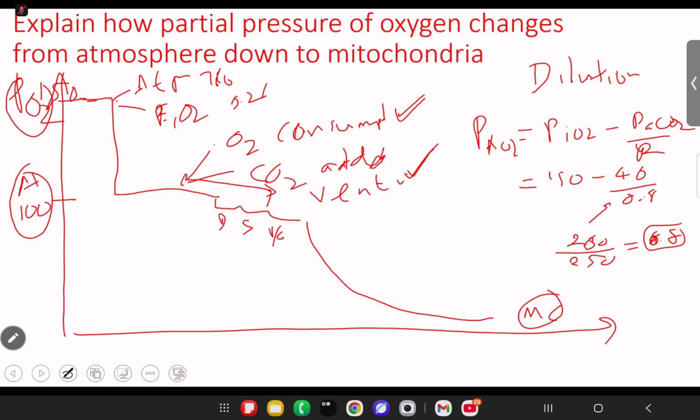In the oxygen cascade, we can just draw another one to show that at the venous level it is 40. That is not really necessary, but you can draw that one. But generally, the oxygen cascade is this one, showing how oxygen flows from the atmosphere down into the mitochondria.